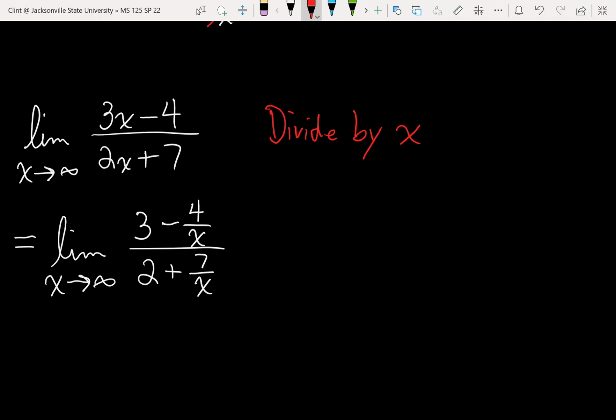The pieces with the x in the denominator, those limits are 0. Now we've got the limit of 3 over 2, which is constant. So what's our limit? 3 over 2. Okay.